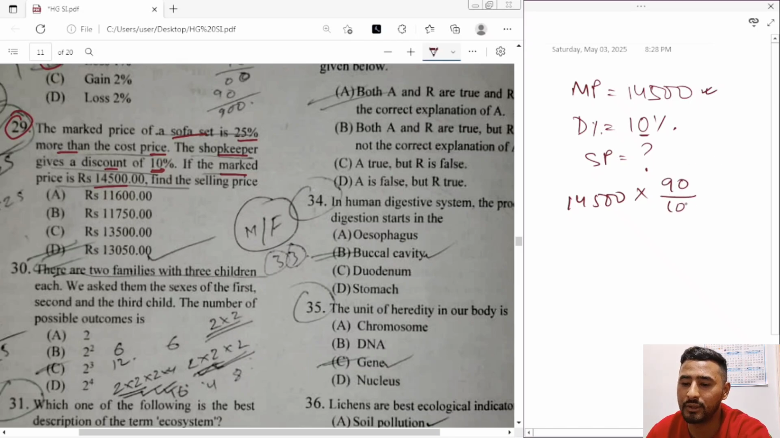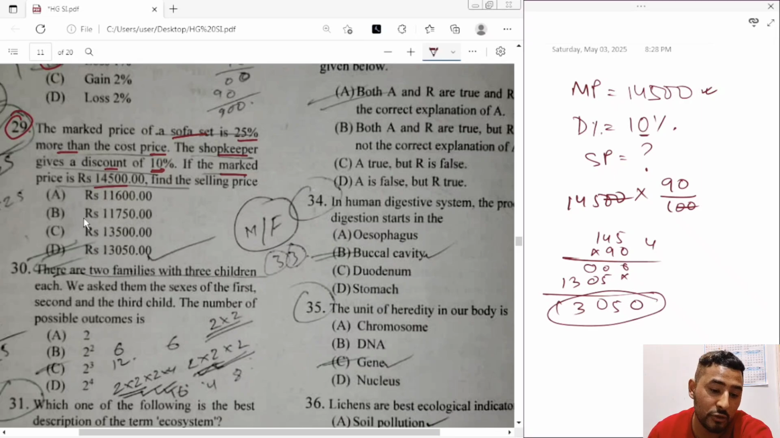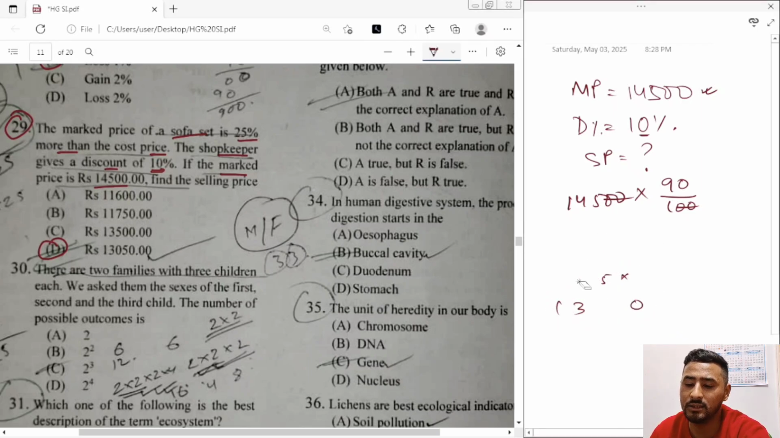90 by 100. Cancel this 0, and 90 into 145 will be how much? 0, 0, 0. 9 fives are 45. Carry 4, 36, 40. Carry 4, 9 ones 9, 13. So 13050 will be the selling price. Selling price of the sofa. Clear? I hope this is clear.